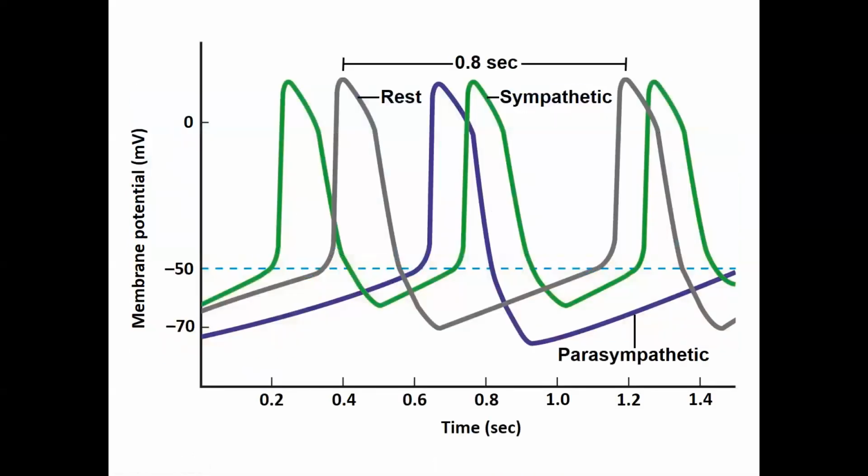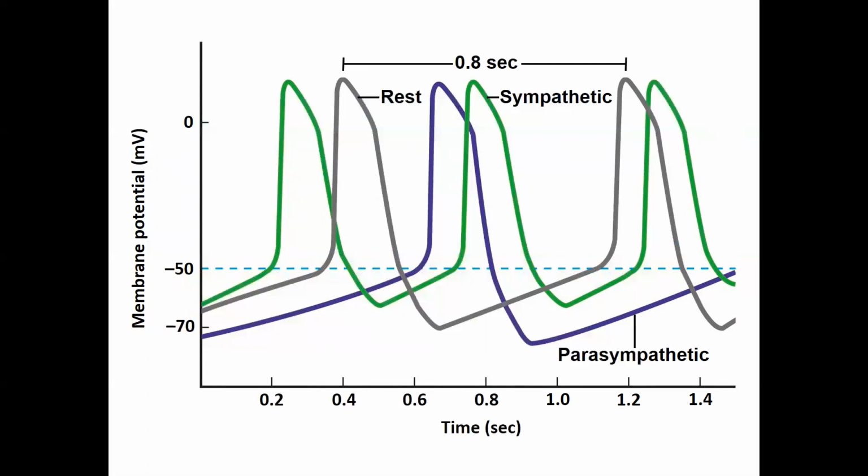Now, if we compare those two autonomic divisions on the heart, and we look at this graph, we see three tracings. Now, the one in gray is showing how many times an action potential was fired at rest. And you can see that there are two action potentials fired at rest. Now, if we had only the parasympathetic influence on this cell, we would fire one action potential. Okay, you can see that in blue. Whereas if we had the sympathetic division influencing the cell only, we would fire three action potentials.